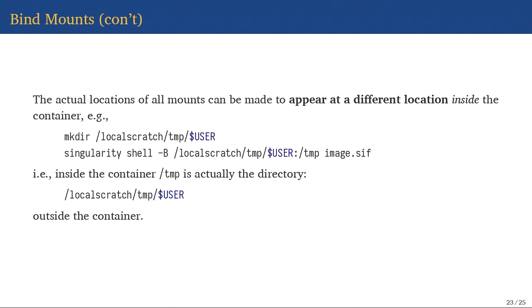Now, it is possible, some users need this, so I mentioned this. It is possible that anything you use with -B to bind mount a directory, you might want that in a different location inside the container. You can do that by going -B and whatever directory you want to mount, put a colon, and then you can put where you want it inside the container.